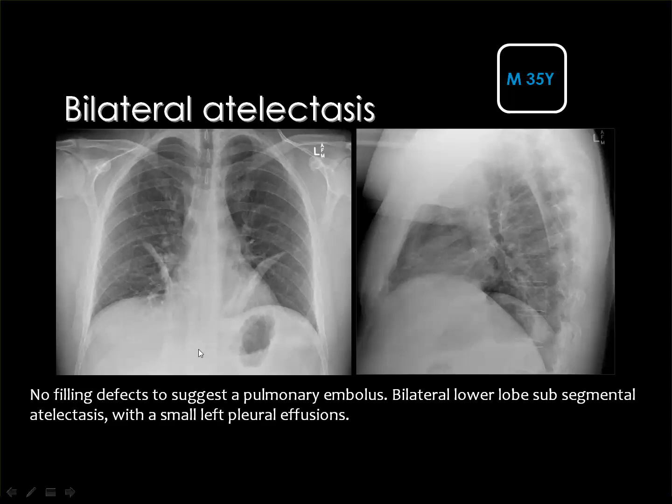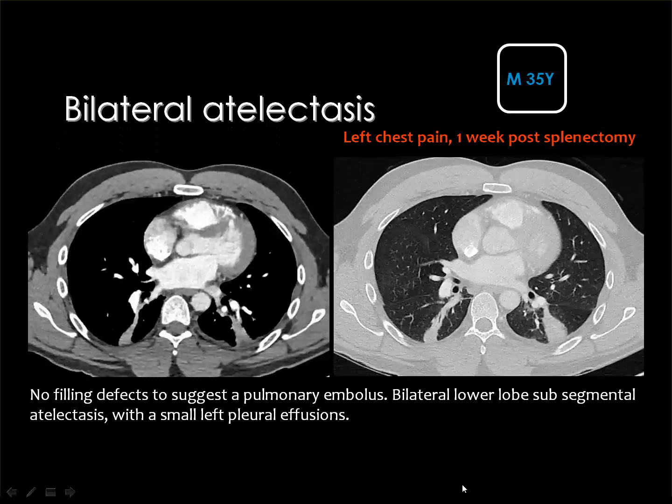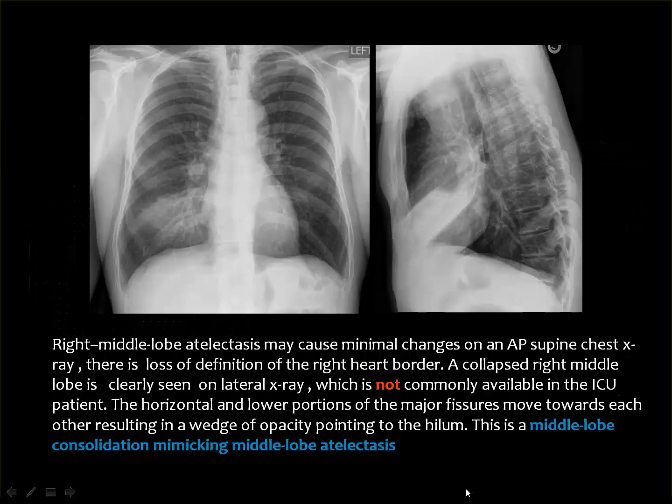They are seen clearly in the frontal view, but they are not well appreciated in the lateral view. But in the lateral view, which is not a common X-ray technique obtained in the ICU, you can see a small pleural effusion with obliteration of the posterior costophrenic angle. Then here you see the atelectatic bands by CT, very thick atelectatic bands in the lower lobes.